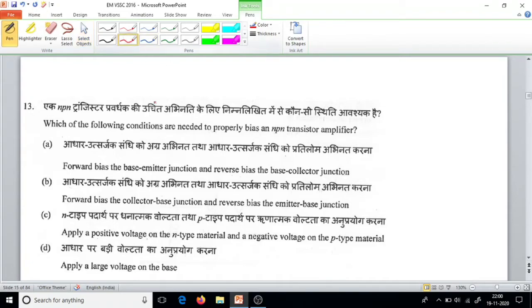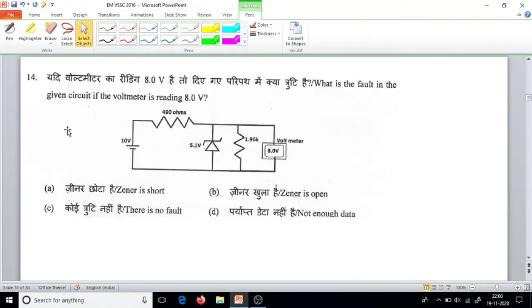Question number 13. Which of the following conditions are needed to properly bias an NPN transistor amplifier? For an NPN transistor amplifier, base emitter should be forward biased and base collector should be reverse biased. So the answer is forward bias the emitter base junction and reverse bias the base collector junction. Option A.